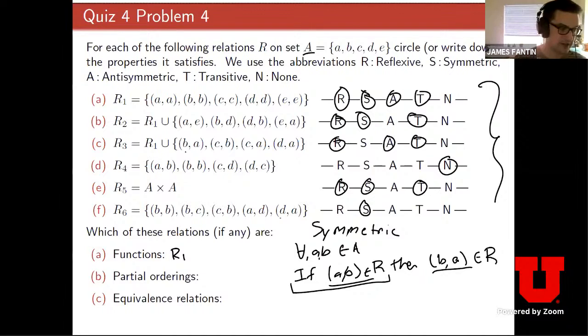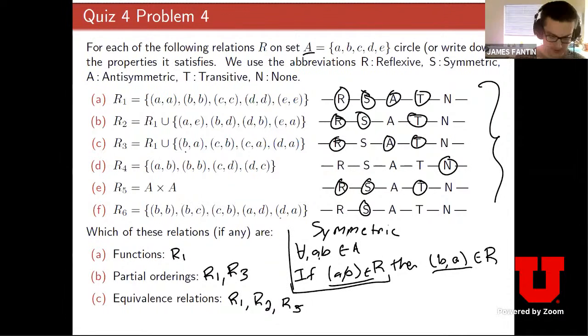What about partial orderings? So can anybody remember what three properties, you can just use the abbreviations here, are required for a partial ordering? Yeah, so it's got to be reflexive, antisymmetric, and transitive. So R1 is reflexive, antisymmetric, and transitive, and R3 is. So those are the two relations that are partial orderings. And then for equivalence relations, we need reflexive, symmetric, and transitive. So that's R1, R2, and R5.